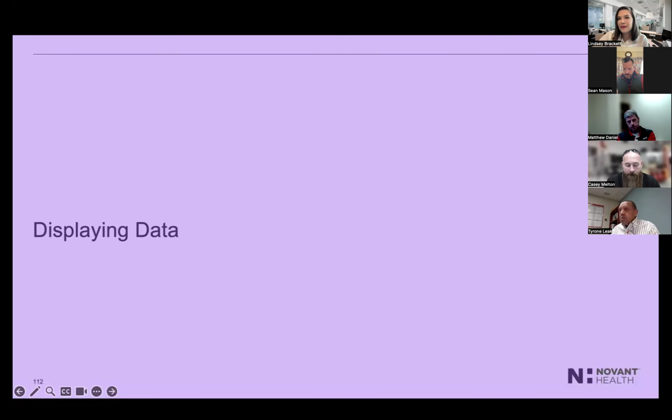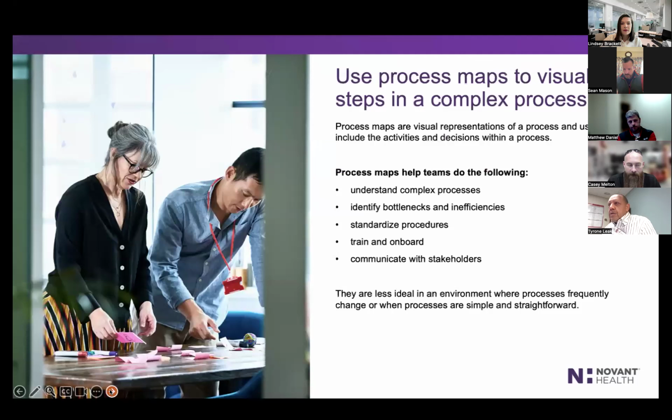Okay, so we're now going into displaying data. And can you move to the next screen, Lindsay? Thanks. All right, so the use of process maps to visualize steps in a complex process. This is where we're really diving in now to say, okay, truly, what is this process? What does it look like from that viewpoint? So as we go through here, we want to understand the complex processes. We want to identify the bottlenecks and inefficiencies. We want to standardize the procedure, train and onboard, and then we want to communicate the outcome to the stakeholders.